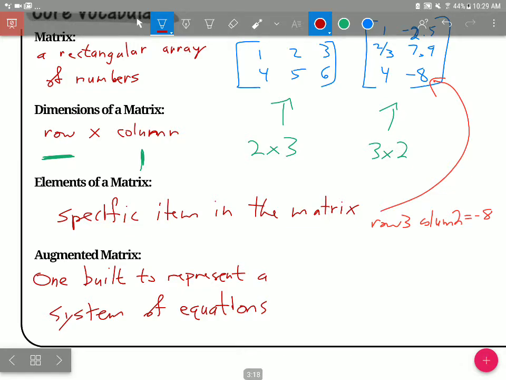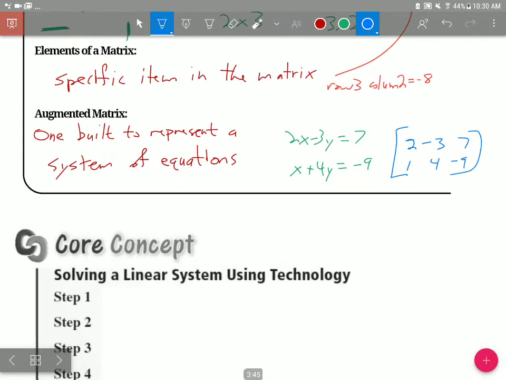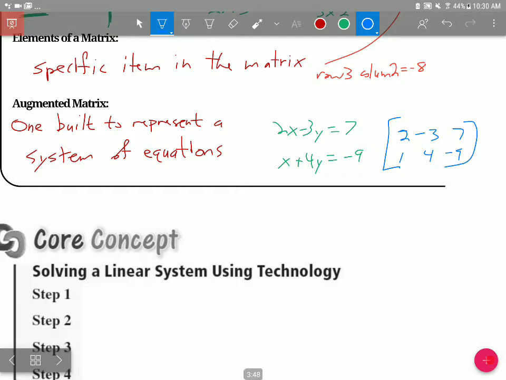So, for example, if we have 2x minus 3y equals 7, and x plus 4y equals negative 9, for that matrix we would literally just take the coefficients. So 2, negative 3, 7, and then the second one would be 1, 4, negative 9. I'll move that up so that everyone can see it better. This is the part we're really dealing with today. We're taking a system of equations, building a matrix, and then we can plug that into our calculator and actually solve. Cool?